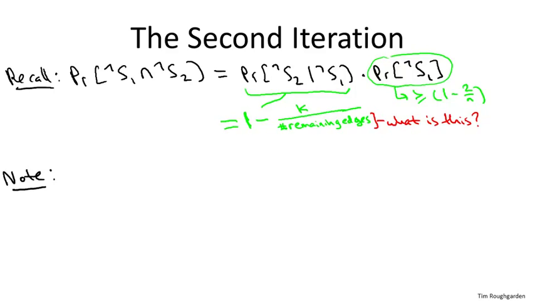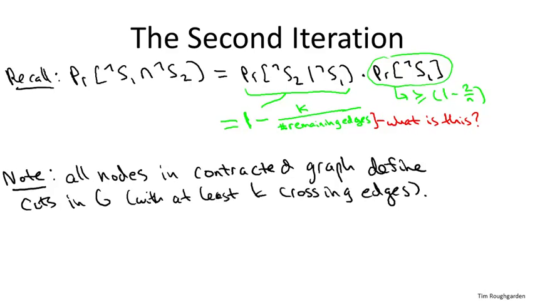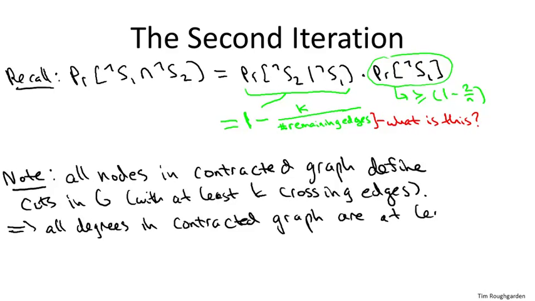Now remember, k is the number of edges crossing our minimum cut (A, B), so any cut in the original graph G has to have at least k crossing edges. So, since every node in the contracted graph naturally maps over to a cut in the original graph with at least k edges crossing it, that means that in the contracted graph all of the degrees have to be at least k. If you ever had a node in the contracted graph that had only, say, k minus 1 incident edges, well then you'd have a cut in the original graph with only k minus 1 edges, a contradiction.